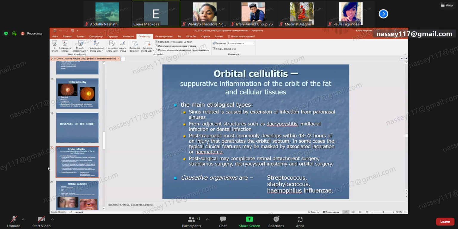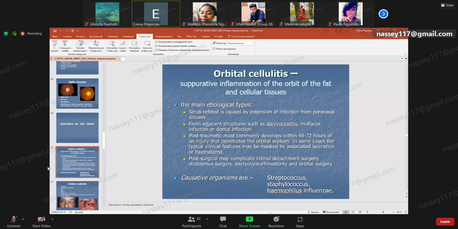The following are the main etiological types. The first type, sinus-related, is caused by extension of infection from paranasal sinuses. Secondly, from adjacent structures such as dacryocystitis, midfacial infection, or dental infection. Thirdly, post-traumatic, which most commonly develops within 48 or 72 hours of an injury that penetrates the orbital septum.